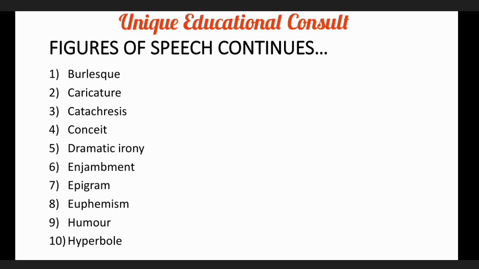Another one is humor on the list. This is a device used by literary writers to create amusement or fun. That is what is called humor in literary work or literature. So the last one on the list is hyperbole. This is used when a piece of literary information is exaggerated beyond normal proportion.